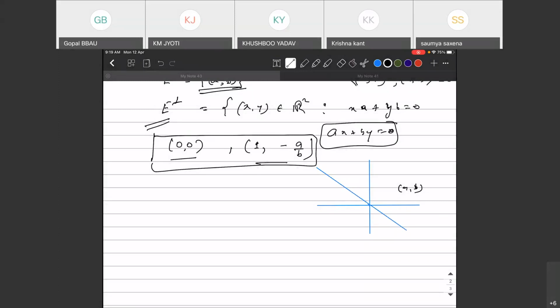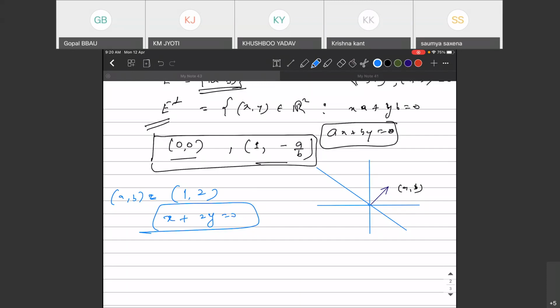Okay, and your point was AB, so this point is AB, not this other point. If this is the point AB, then AX plus BY is this. Say if AB is (1, 2), then AX plus BY will be the line x plus 2y equal to 0. And you know how to draw this line.